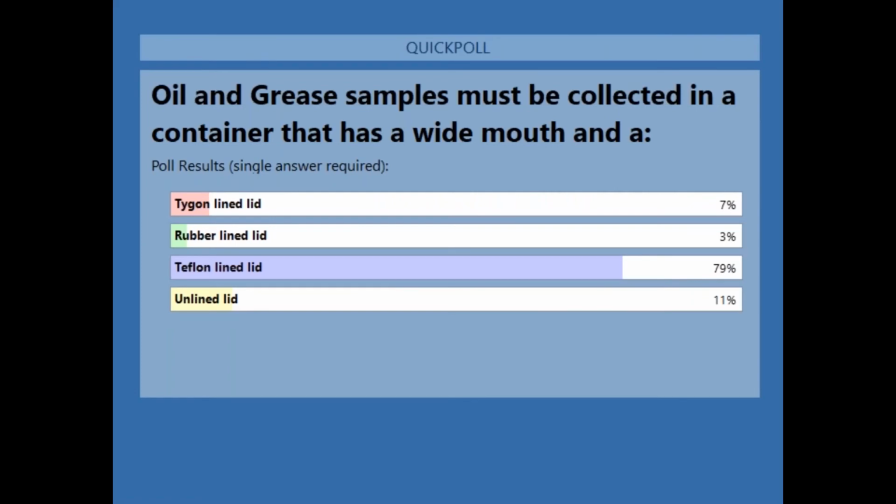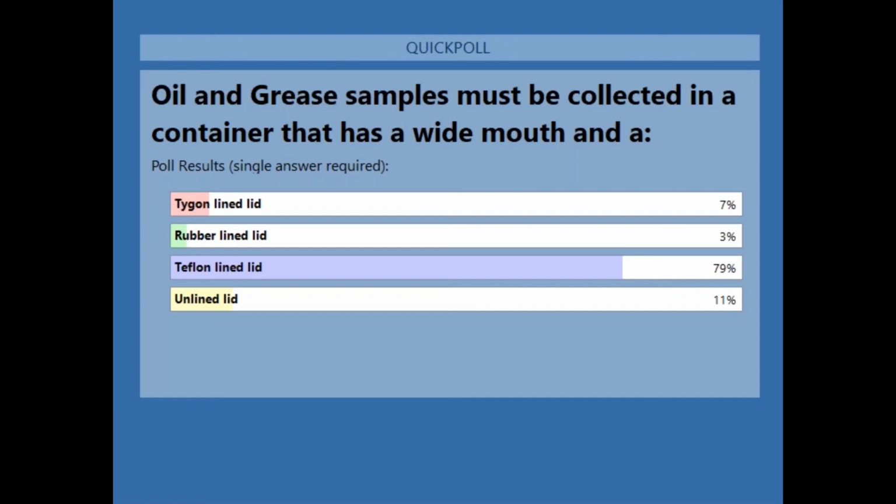Okay, so yes, the majority of you are right. It must be a Teflon lined lid. Again, we do it with Teflon. That way we can get the oil and grease off. Teflon is a very resilient, very stiff material. It's difficult to dissolve in acids. It's very robust. It's less porous, so it doesn't interact with organic molecules as much. So we use Teflon. Again, it's slick. It keeps the oil and grease from sticking. What does stick, we can easily get off to get an accurate measurement. So Teflon lined lid is the correct answer.